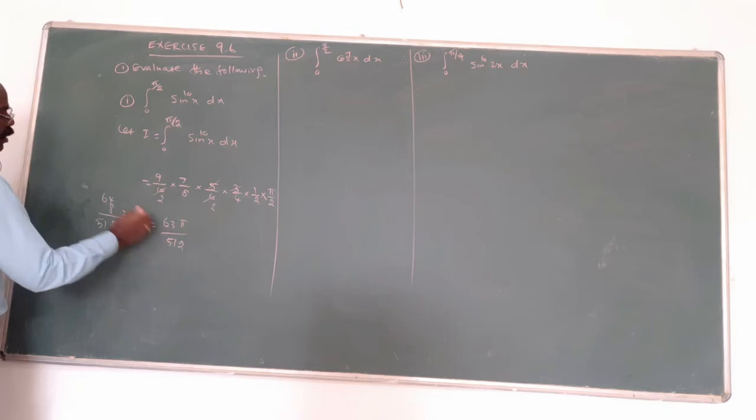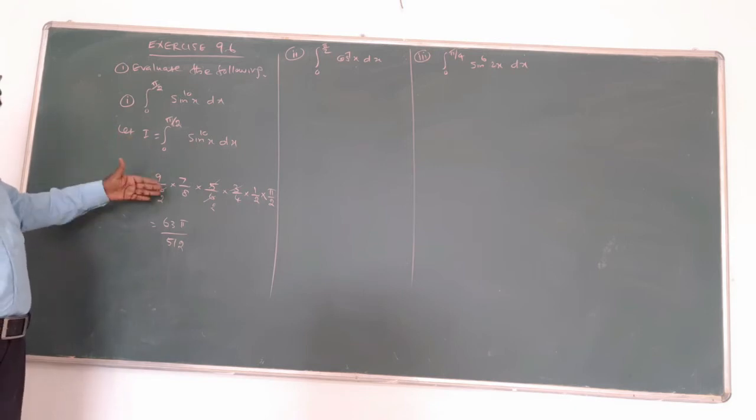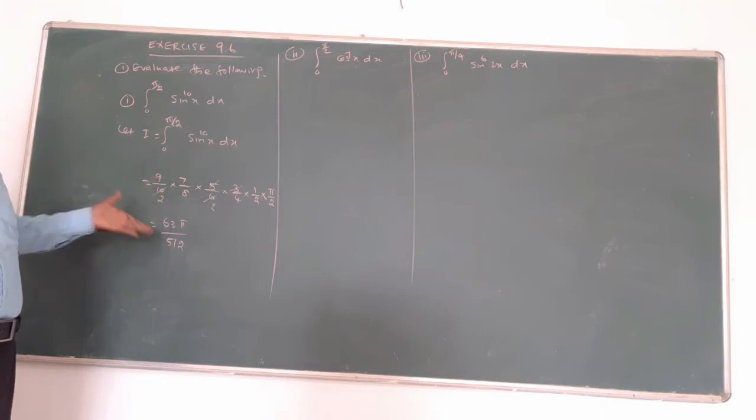This is the answer. That's all. Directly write the answer. Suppose you want to write the formula, then apply it and you will get the answer. But the formula is somewhat difficult actually. This is the easiest idea for you.